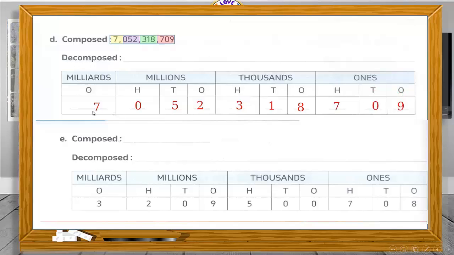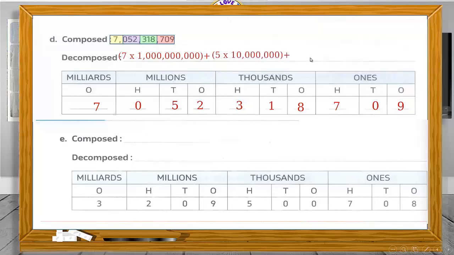Now you can decompose the number. We have 7 in 1 million, so you should multiply 7 times 1 million. 0, so nothing here. Next place we have 5 in 10 millions, write 5 times 10 million.